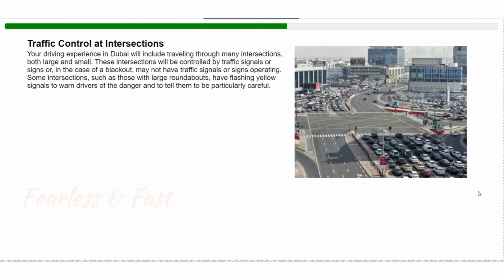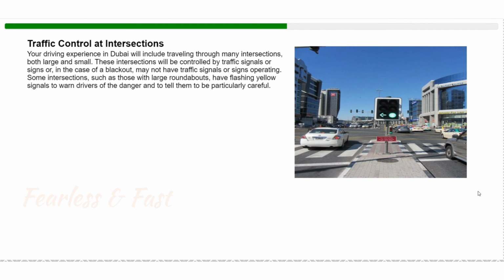Your driving experience in Dubai will include traveling through many intersections, both large and small. These intersections will be controlled by traffic signals or signs or, in the case of a blackout, may not have traffic signals or signs operating.